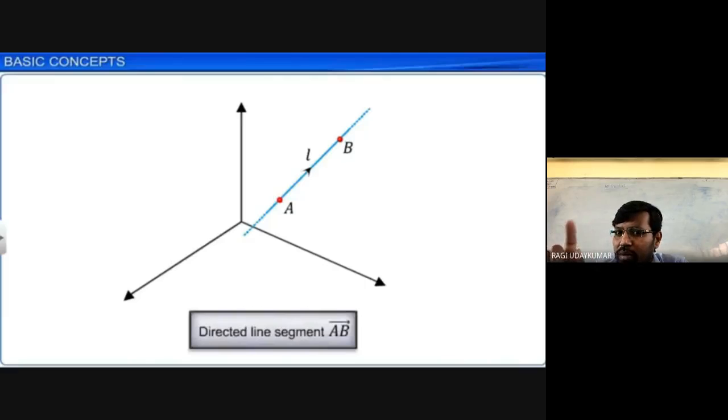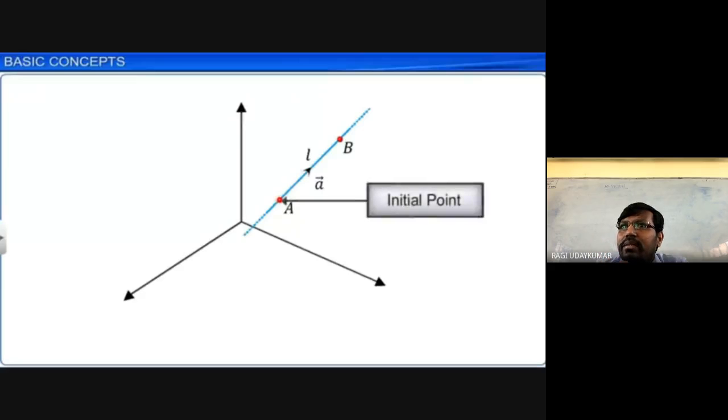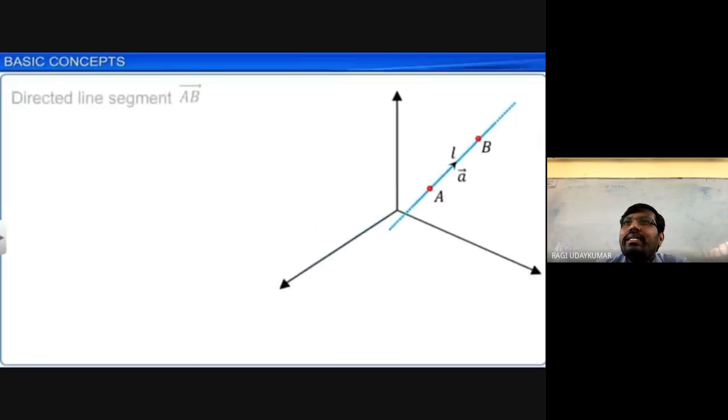AB with an arrow mark above, just like a ray. It has a starting point A and an ending point B, and this is usually denoted by a small a bar, a vector, because it has direction as well as magnitude. The first one, the line, does not have a magnitude, so a directed line is different from a directed line segment. A is called the initial point and B is called the terminal point, the ending point.